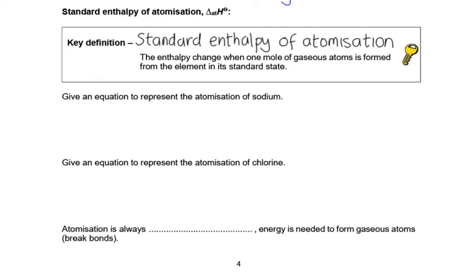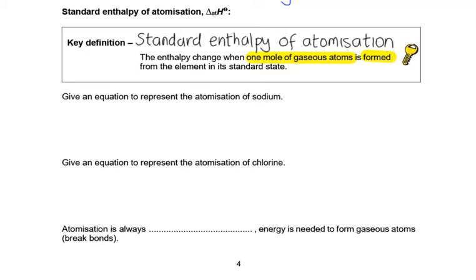Okay, so the standard enthalpy of atomization. So again, we're going to concern ourselves mostly with what the 1 mole is about. So the enthalpy change when 1 mole of gaseous atoms is formed. Now if they're formed, they're on the right hand side. So on the right hand side I'm going to have gaseous atoms.